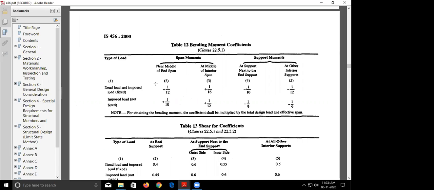So let us understand this table. For dead load and imposed load, the moments are mentioned for different points. First, at the end span, it is +1/12, and for the interior span it is +1/16. And to find the support moments, at the support next to the end support it is -1/10, and at the interior support it is -1/12.